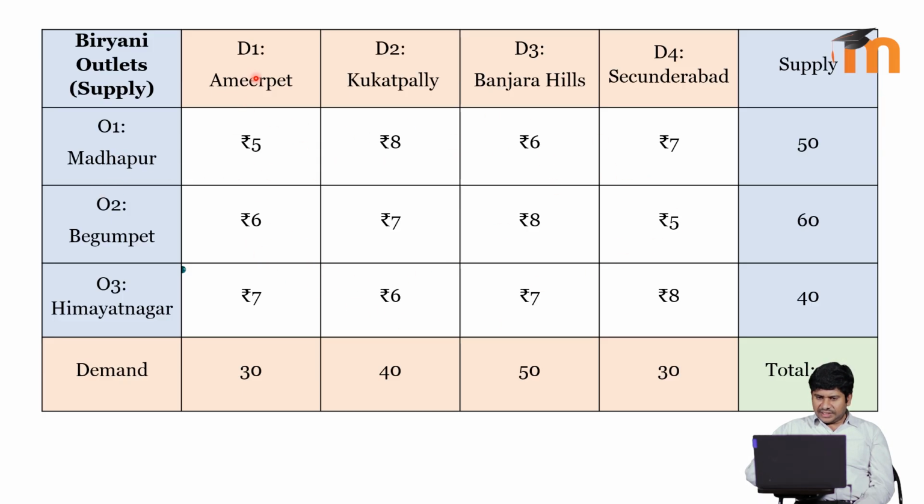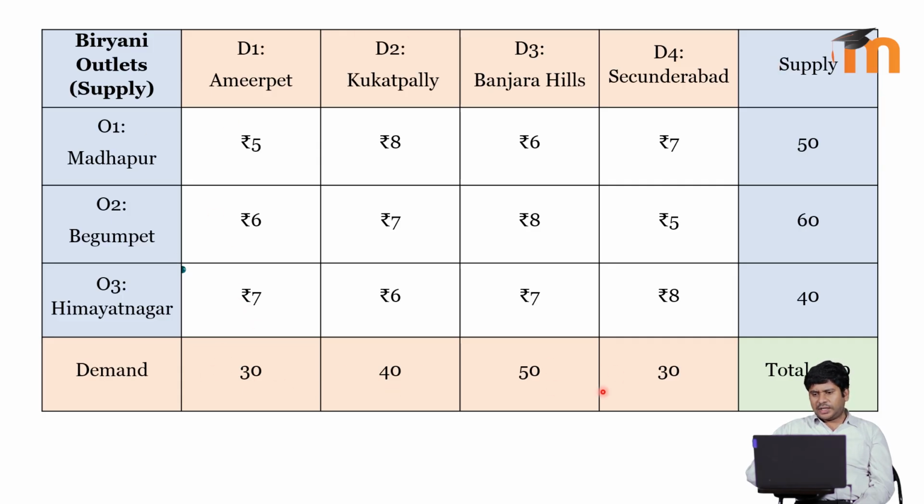Now, if you observe, these numbers are the transportation costs. For example, if they deliver a biryani order from Madhapur to Ameerpet, that is origin 1, or outlet 1, to destination 1, Ameerpet, the cost is 5 rupees. In the same way, if they transport an order from Madhapur to Kukatpally, the cost is 8 rupees. Like that it will come: 6 from Madhapur to Banjara Hills, and from Madhapur to Secunderabad. If you take this 7, it is Himayat Nagar to Banjara Hills. These are all the costs that will be incurred in transporting from the outlets to the destination points.